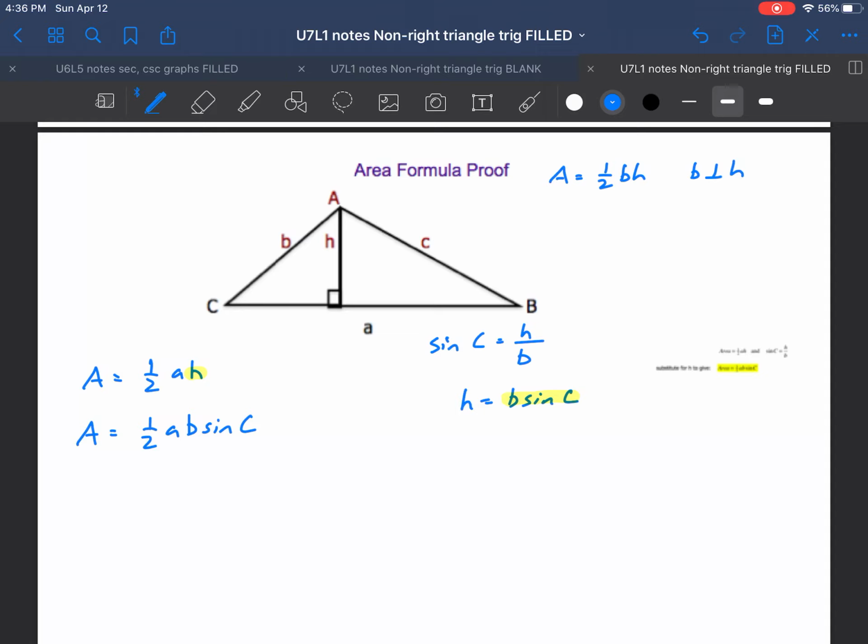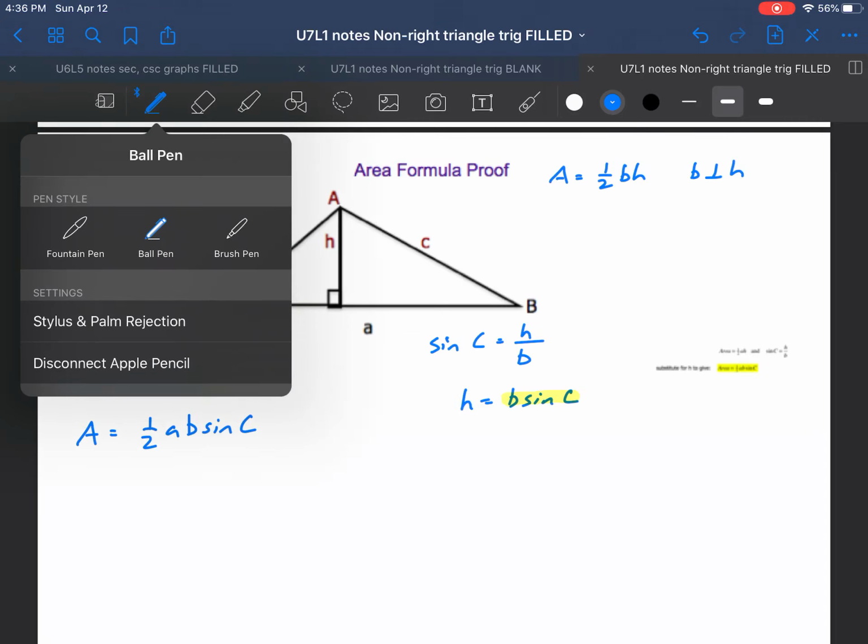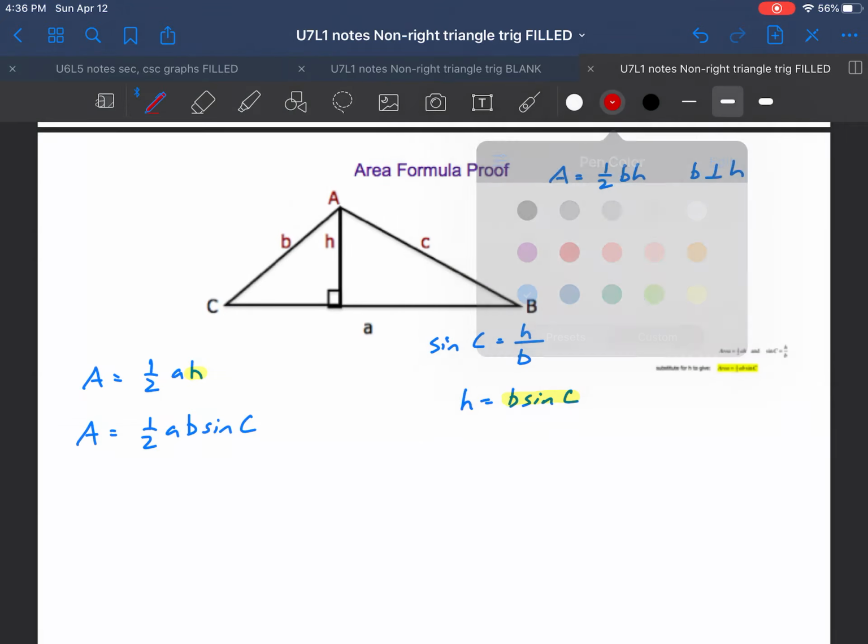I want to underline that. We could prove this in another way, right?